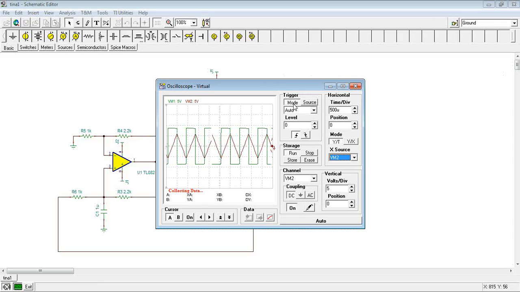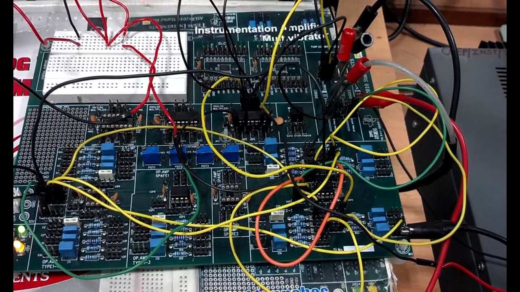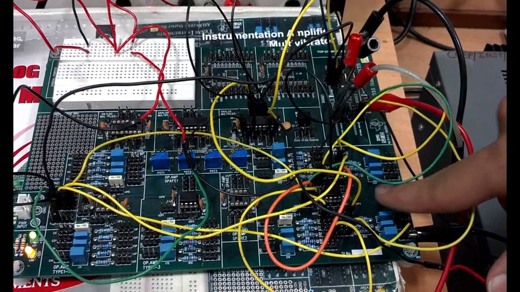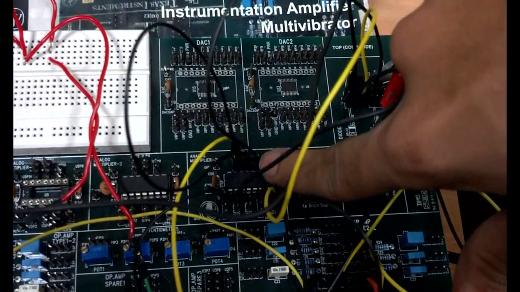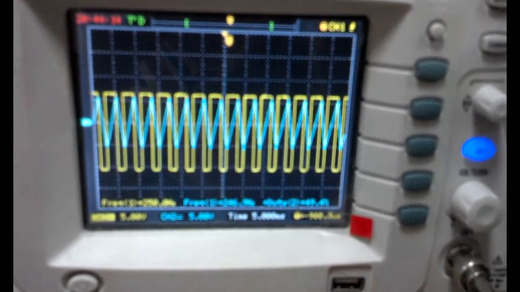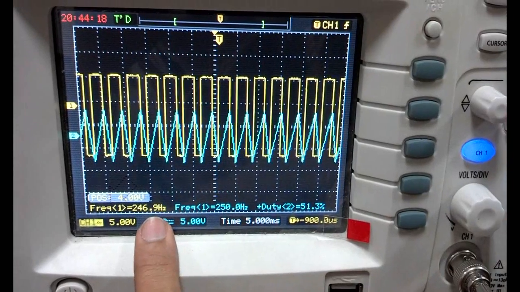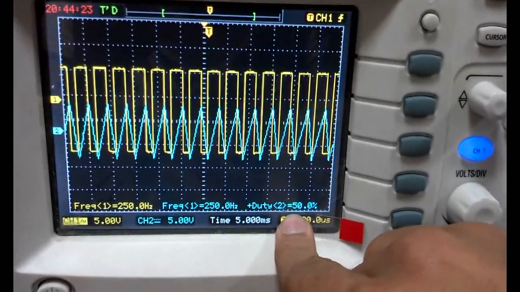Thank you. So guys, this is the implementation of the second part of our problem statement, which is the implementation of a voltage controlled oscillator by using the function generator created in part 1 and an MPY634 analog multiplier IC in the positive feedback. As you can see, we've got a square and a triangular wave on screen. I will separate them for your convenience. The frequency is 250 Hz, which is the same for both of them, and the duty cycle is 50%.